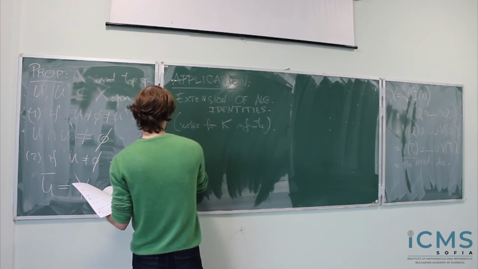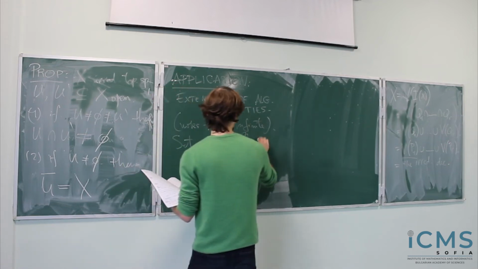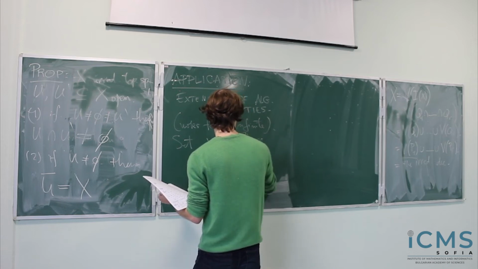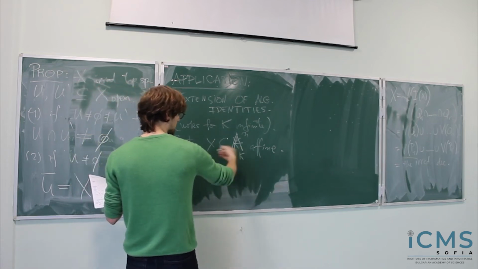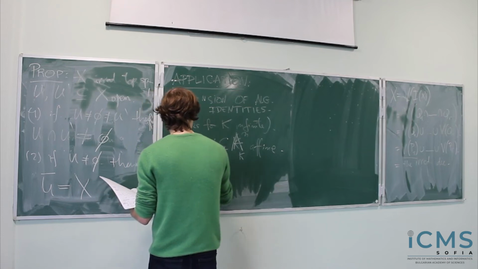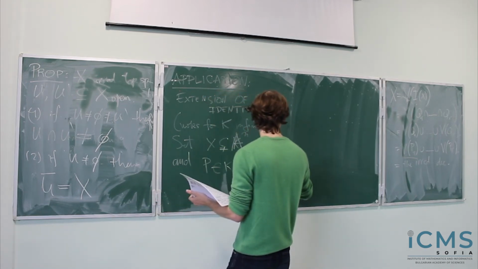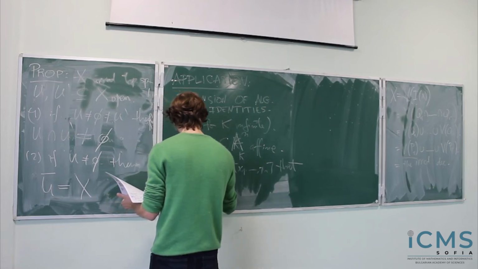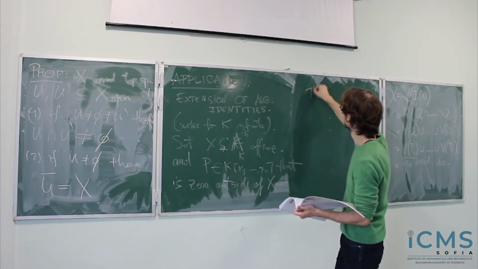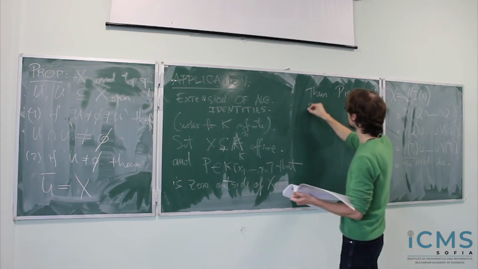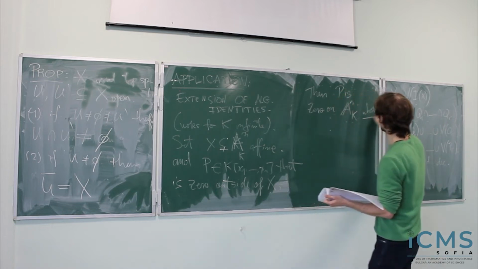So if I set an affine subset, this should be A^n of K. So an affine subset that is proper, so it's not the whole A^n of K, and P, a polynomial in n variables, that is 0 outside of X, then P is 0 on A^n of K whole.